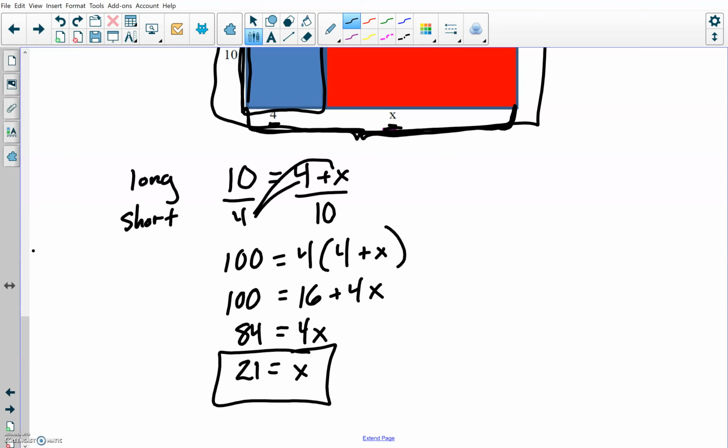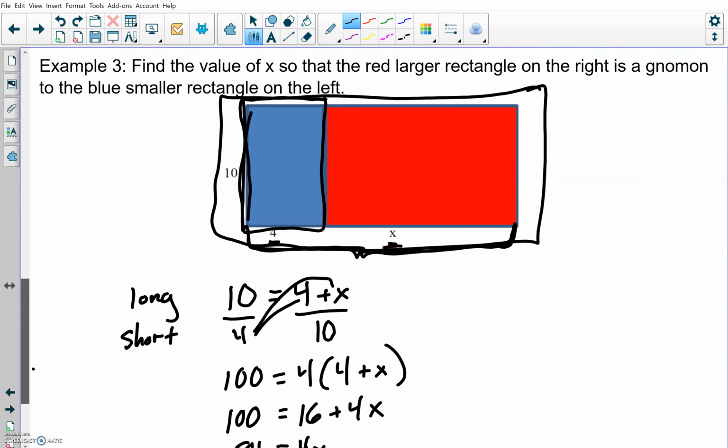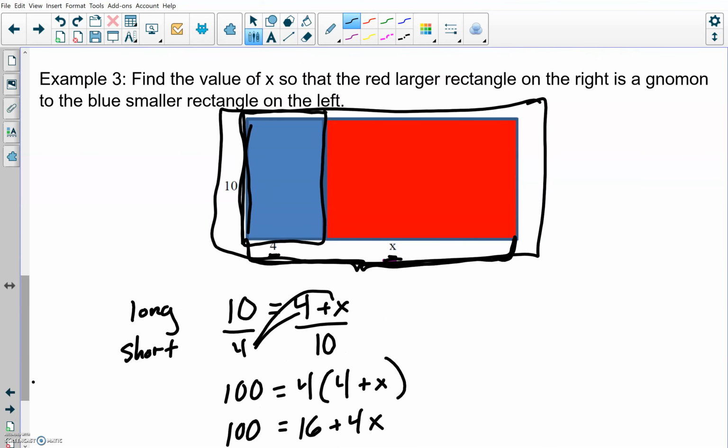And you're done. So with all these gnomons, you want to start thinking about what you need for a proportion when they start asking you questions like this. And just be careful and pay attention. Like here, sometimes the long side also does double duty as the short side, depending on which shape you're looking at, the final or the initial.